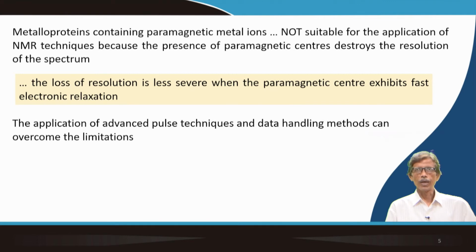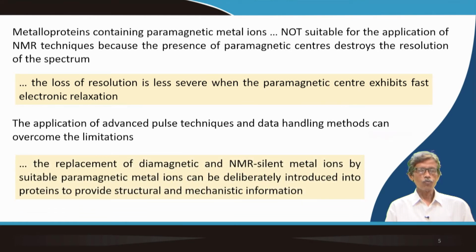Then what can we apply? The application of advanced pulse techniques. That is why the sophisticated level of techniques for NMR measurements is there, and the data handling methods can overcome these limitations. So, you can have the pulse technique. That is why we call it the pulsed FT NMR technique. It is a Fourier transform technique, and the pulsed FT NMR technique can also be useful.